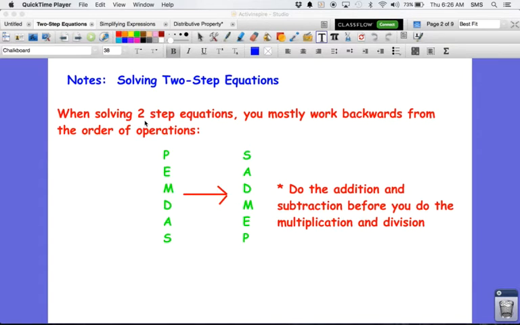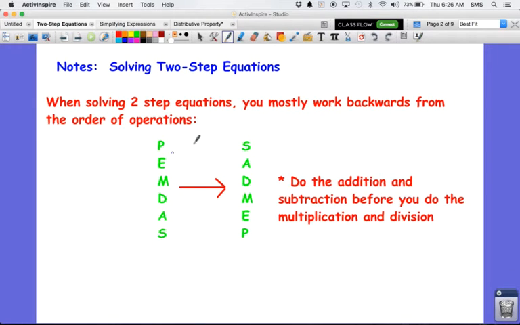So when we're solving two-step equations, first things first is that we mostly work backwards from the order of operations. We've always been told order of operations is PEMDAS. You do your parentheses, exponents, multiplication, division, and then finally in the end you do addition and subtraction. For solving any type of equation, it normally helps almost all the time to get rid of our addition and subtraction first, and then we worry about the multiplication and division. So we're taking the order of operations and doing them backwards. PEMDAS becomes SADMEP. Just keep that in mind whenever we're working today.